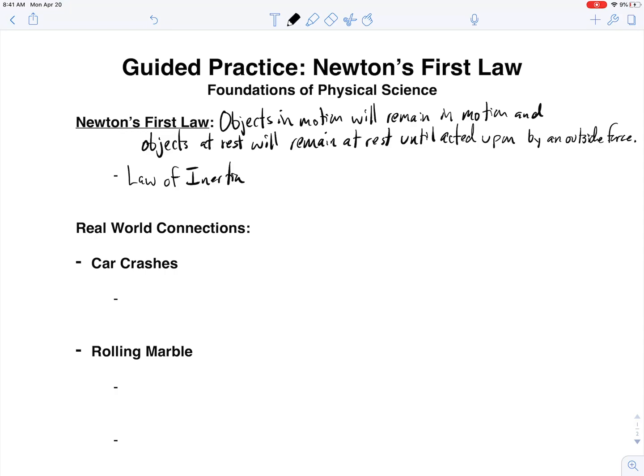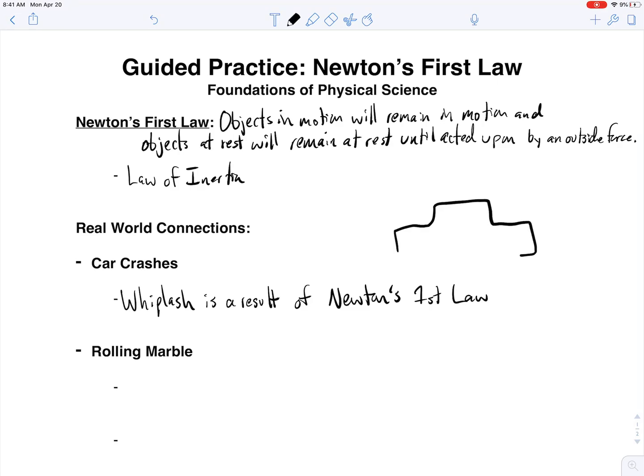So let's do some real world connections with Newton's first law. Gonna blow your mind here a little bit. So strap in and get ready. Newton's laws are everywhere around us, and this is just really, really good stuff. The first real world connection would be like a car crash. People get whiplash in a car crash. We'll say whiplash is a result of Newton's first law.